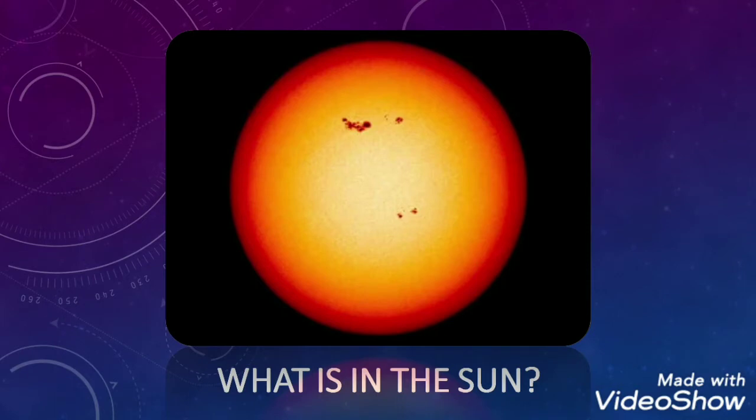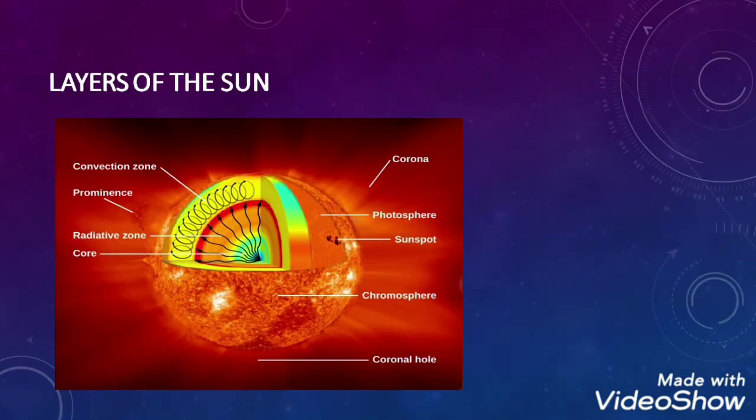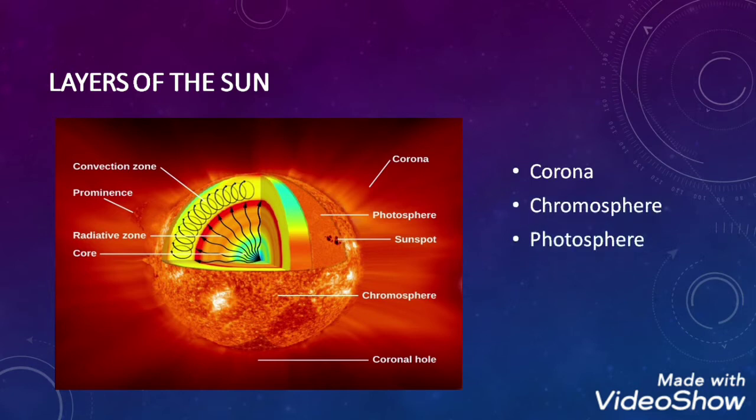So have you ever wondered what is inside the sun? If you have, you will get to know the answers to the question in this video. We have already discussed the names of the layers of the sun, which are the corona, the chromosphere, the photosphere, the convective zone, the radiative zone, and the core.